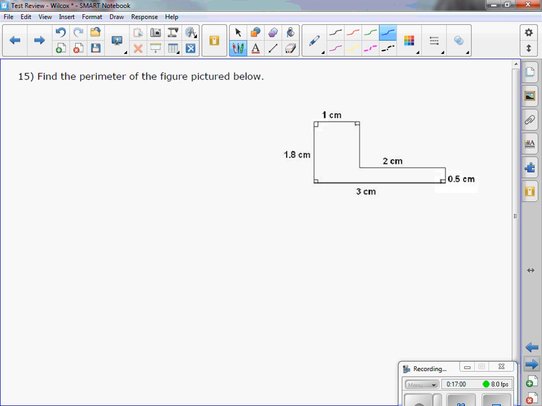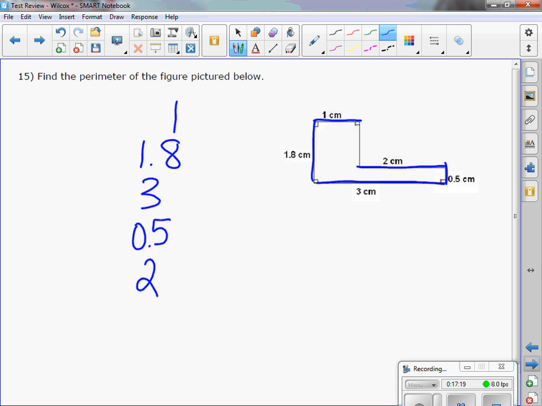Find the perimeter of the figure below. Perimeter is the distance around. So I'm going to make a list of all the numbers I need to add. 1, 1.8, 3, 0.5, 2. If you look at your figure, you'll see there's a number that we've left out.